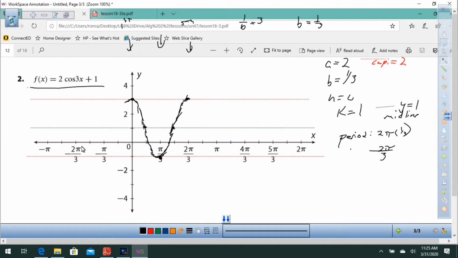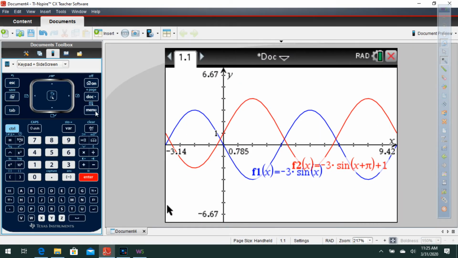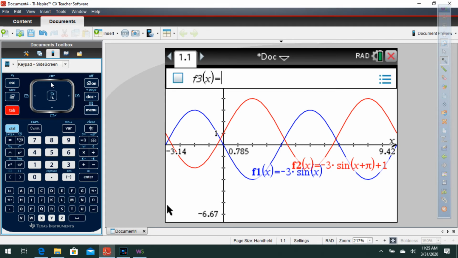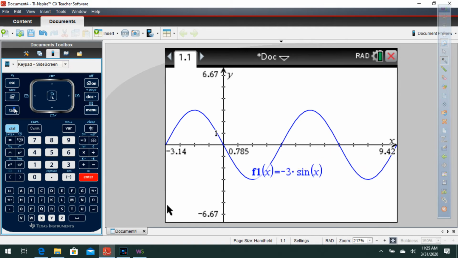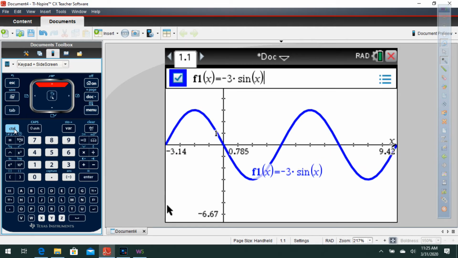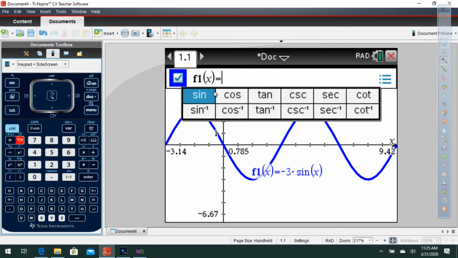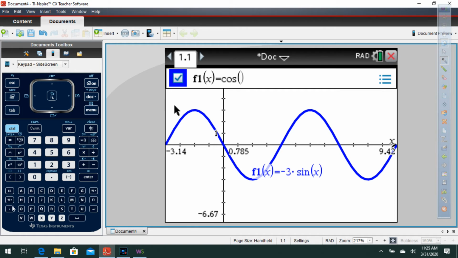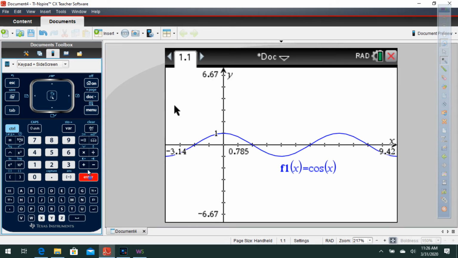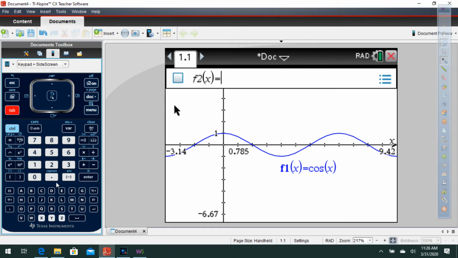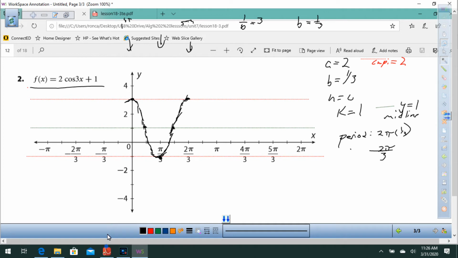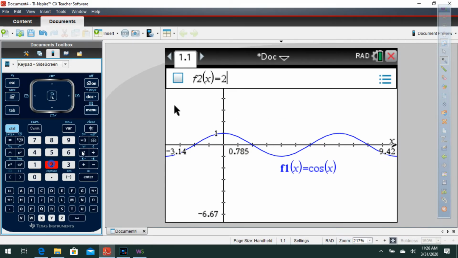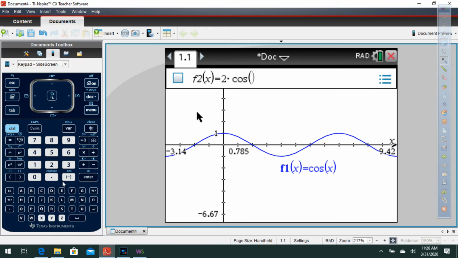Well, let's see how we did this time. So we got, let's see, tab. Let's control delete that, and control delete, enter, tab. And let's go up here. We got 3 sines. Delete. We're just going to put in cosine x. And there we go. Now let's put in this one here. We've got 2 times cosine 3x, and then plus 1.